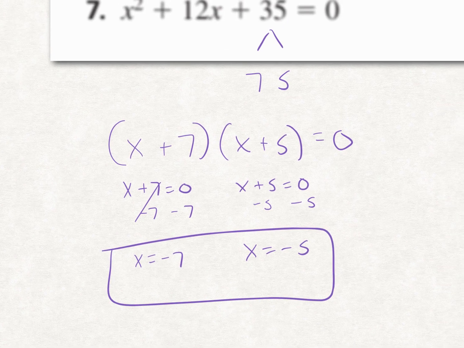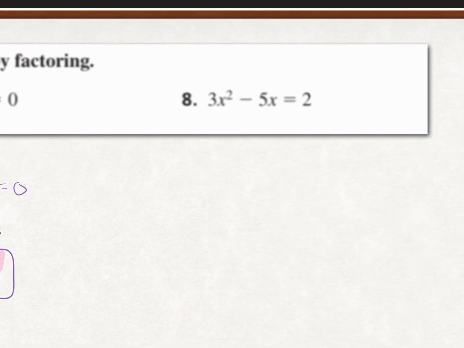So again, notice here how it was a plus 7 and plus 5, and my answer turned into a negative 7 and negative 5. The signs always change.